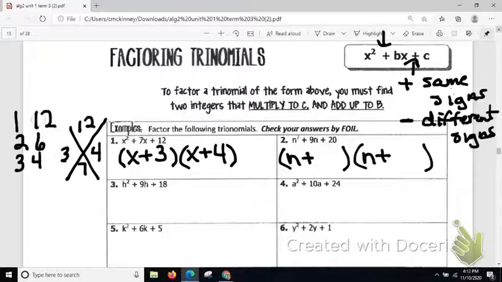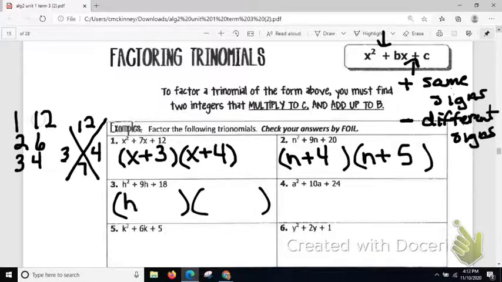So what multiplies to 20 and adds up to 9? 1 and 20, that adds up to 21. 2 times 10, that adds up to 12. 3 doesn't go into 20. 4 times 5, yes, good job, 4 times 5. And again, we check it by making sure they add up to be the middle and multiply to be the end.